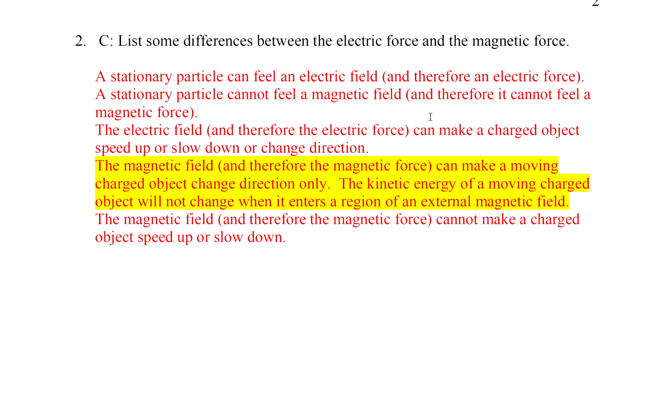Question 2. List some differences between the electric force and the magnetic force. Okay, so a stationary particle can feel an electric field and therefore an electric force. A stationary particle cannot feel a magnetic field and therefore it cannot feel a magnetic force. The electric field and therefore the electric force can make a charged object speed up or slow down or change direction. The magnetic field and therefore the magnetic force can make a moving charged object change direction only.